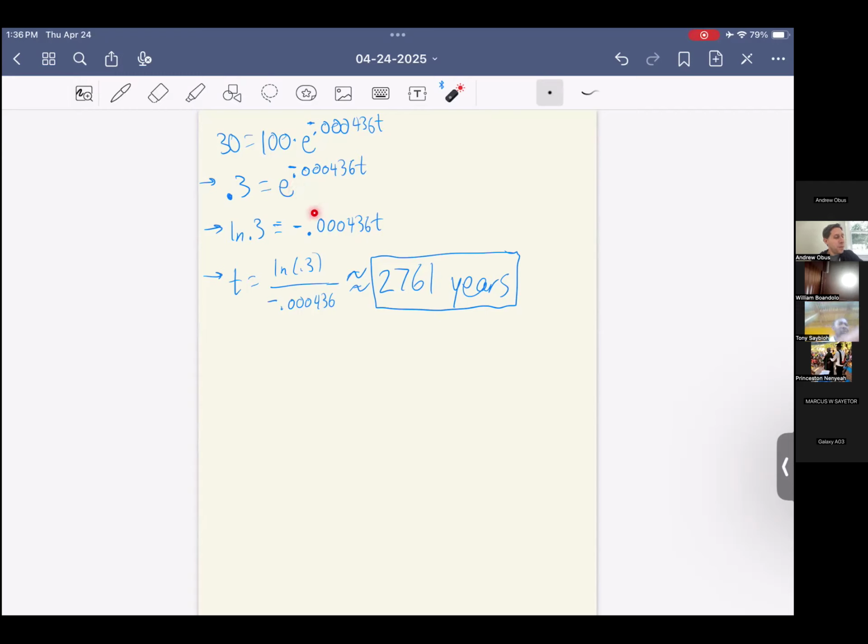So when you want to solve an equation that involves an E, the way you cancel the E from the equation is by taking the natural log of both sides, right? So what I'm doing is taking the natural log of the left and the natural log of the right. And when I take the natural log, it cancels out the E, and I'm left with just the exponent here, minus 0.000436t. Yeah, ln, natural log.